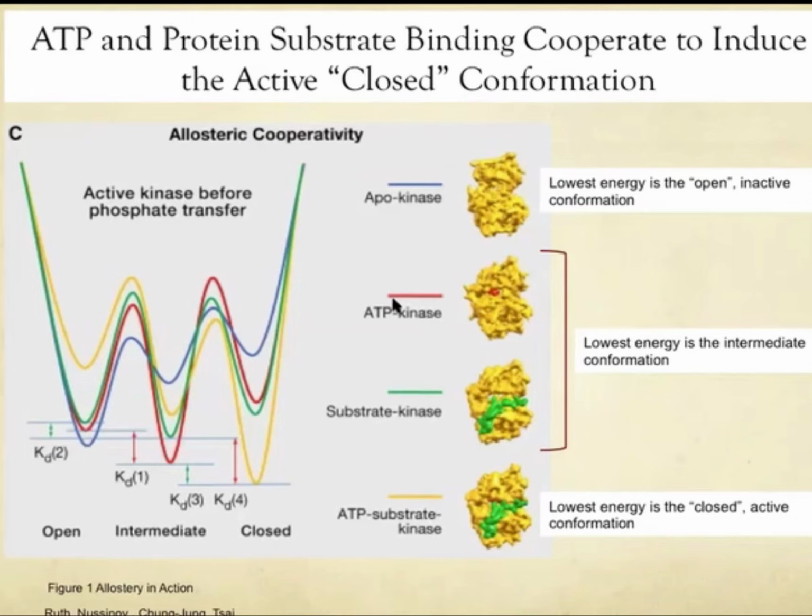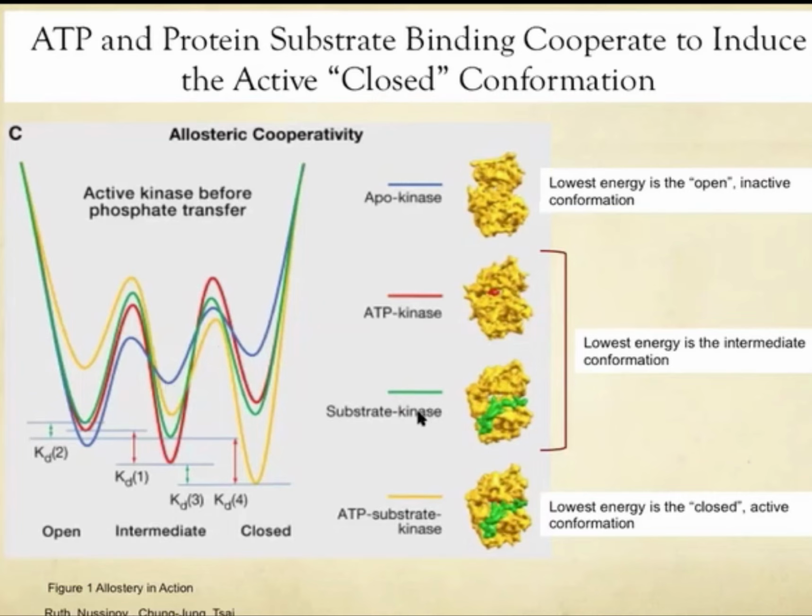If you titrate in ATP, so now you can see ATP is bound to this kinase. Now it changes this energy profile. So now this intermediate conformation is the most stable. And so most of the enzyme is going to be in that conformation. So it's not in the closed active conformation yet. It's still inactive. Likewise, if you bind the substrate, so these are two different binding sites. So ATP is binding up here, substrate is binding down here. You can see that also the lowest energy state for the substrate-bound kinase is also the intermediate conformation.